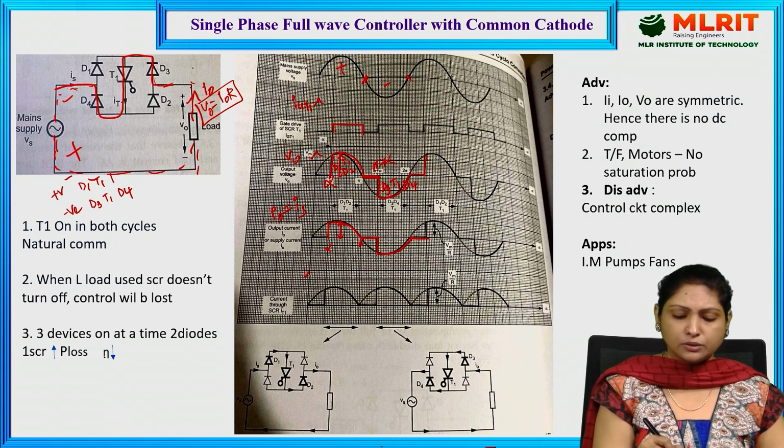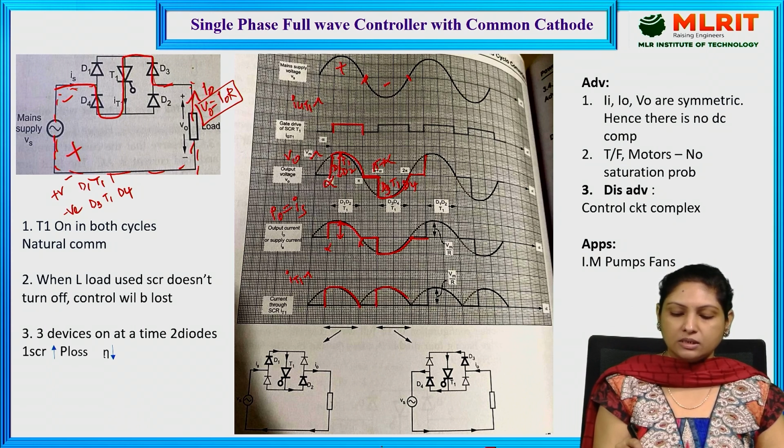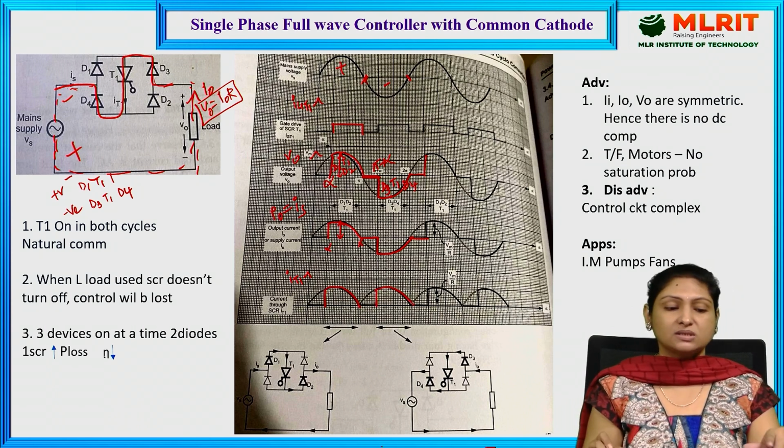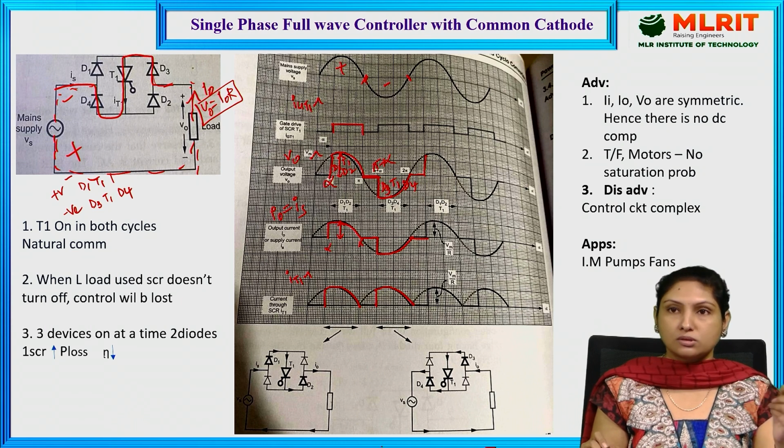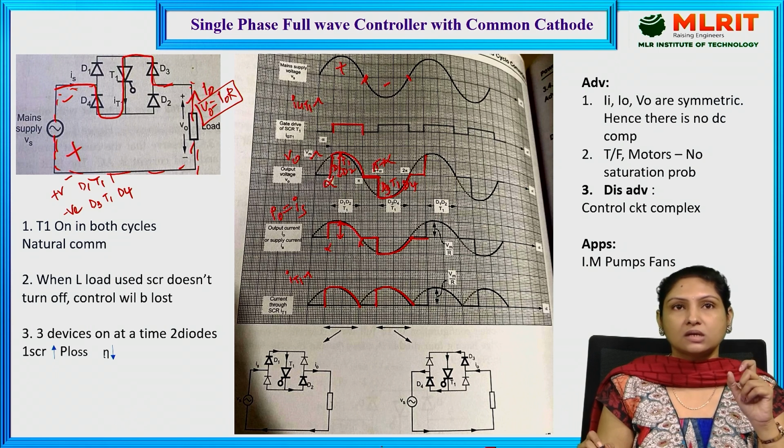Talking about the current through the thyristor 1. Here current through the thyristor 1 is present during the positive half cycle as well as during the negative half cycle, because thyristor 1 is conducting in both. As I told you, this is the disadvantage because it is remaining off only for a certain period of time. And what if you make use of an inductive load? It will never turn off and control will be lost.